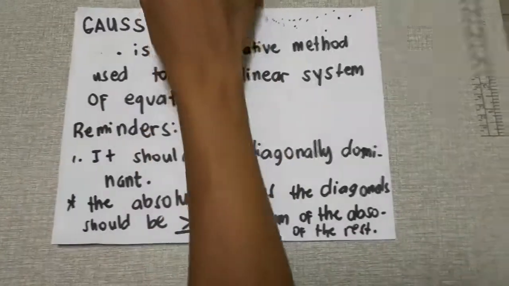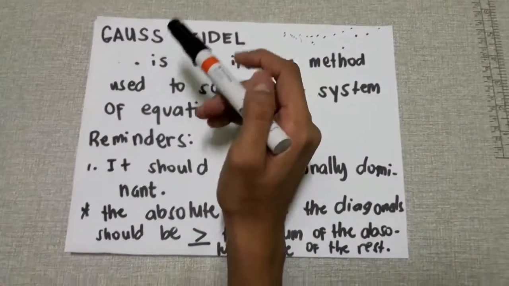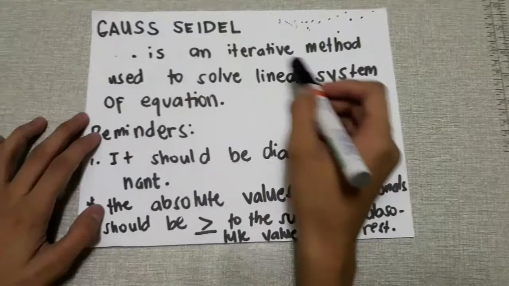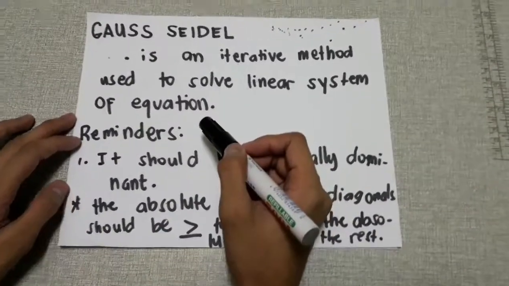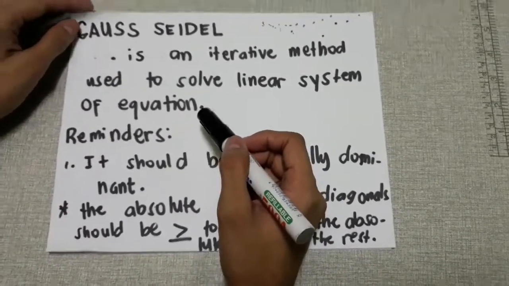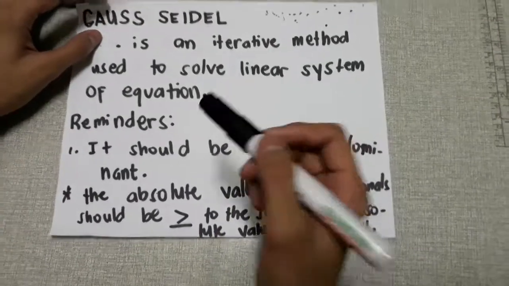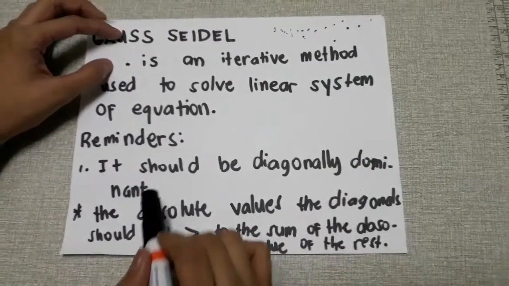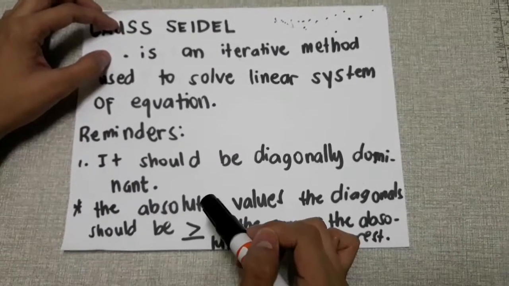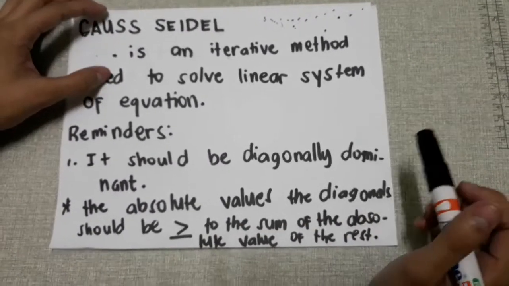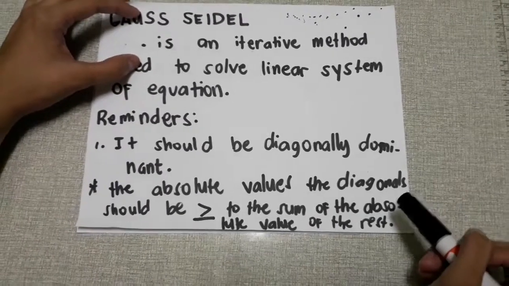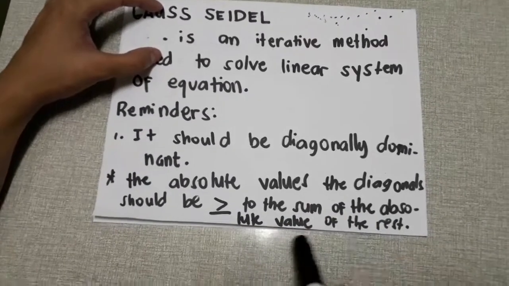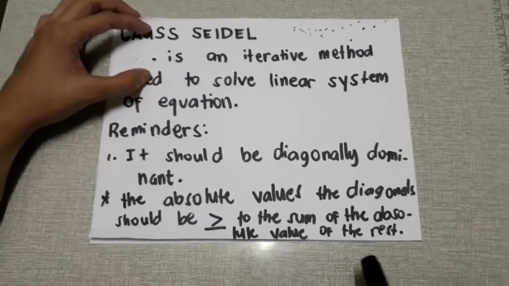Good day everyone. Our topic is all about Gauss Seidel. Gauss Seidel is an iterative method used to solve linear systems of equations. But before conducting the Gauss Seidel method, we have a reminder. The first reminder is that the system should be diagonally dominant. When you say diagonally dominant, the absolute value of the diagonal should be greater than or equal to the sum of the absolute values of the rest.